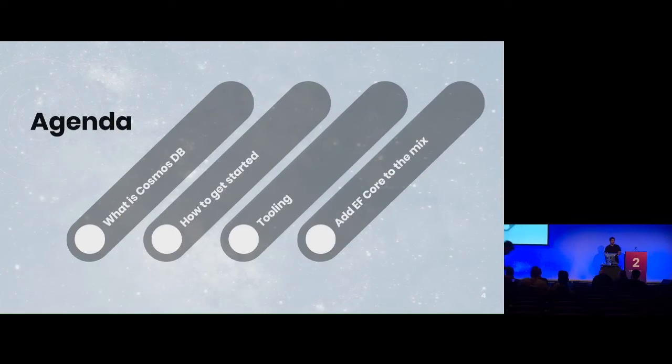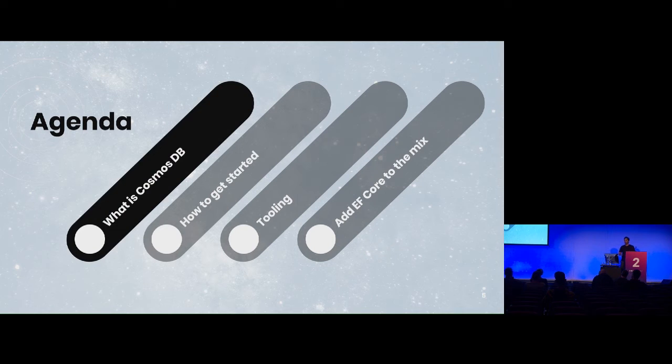So let's see the agenda. I'm going to talk about what is Cosmos DB, and I'm going to try to convince you to start using it. I'm going to show you how to get started. I'm going to share a few of the tools that I use, both for development and for some migration. And then I'm going to add EF Core to that mix. I'm going to show you how to use Cosmos DB with EF Core.